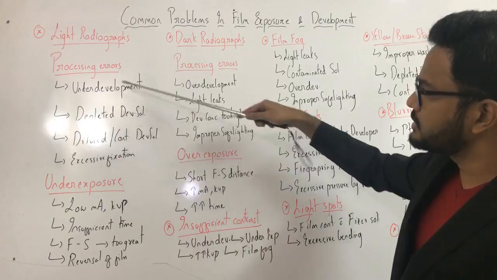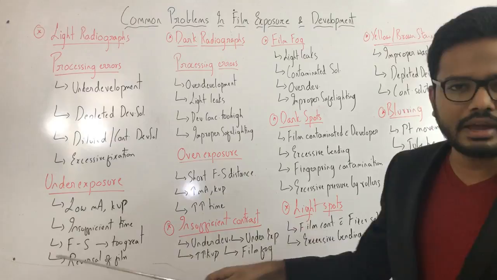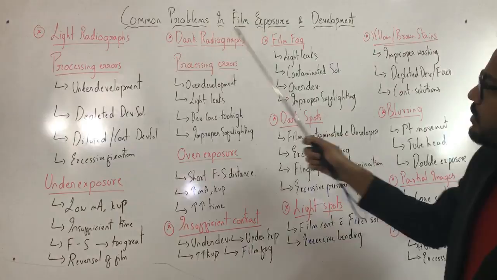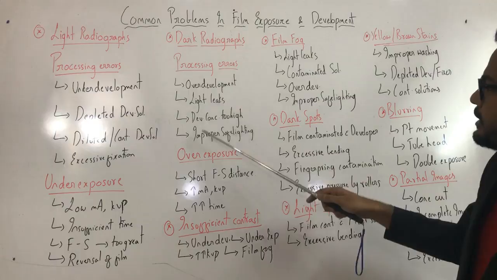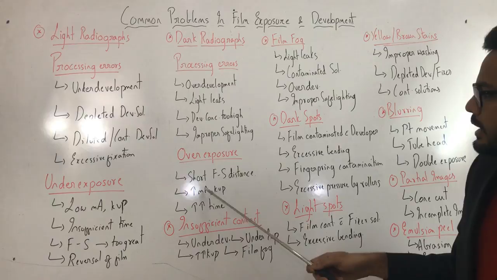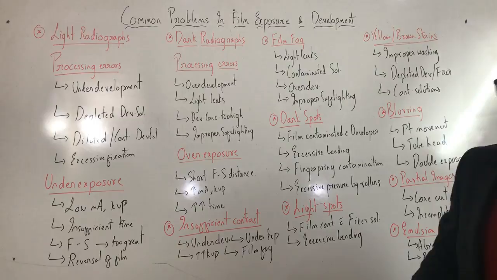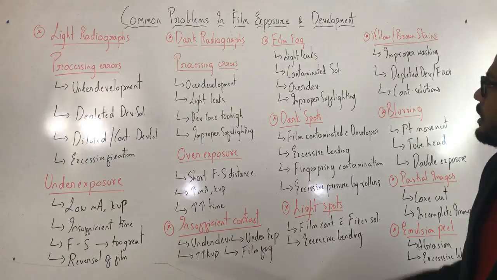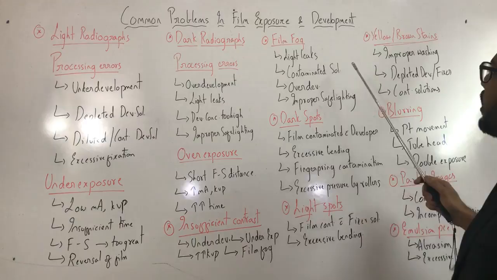Exposure parameters like low mA and kVp, insufficient time, increased film source distance, and reversal of film can lead to underexposure, leading to light radiographs ultimately, right? So dark radiographs, quite opposite to that of light radiographs. Processing errors: overdevelopment, light leaks or improper safe lighting, which can lead to film fog as well as dark radiographs, and developer concentration too high, and various exposure parameters like increased mA, kVp, increased exposure time, and short film source distance. And insufficient contrast can be because of increased tube potential, which is very important, underdevelopment, underexposure, or film fog. And film fog as such can be because of light leaks or improper safe lighting, overdevelopment, contaminated solutions.